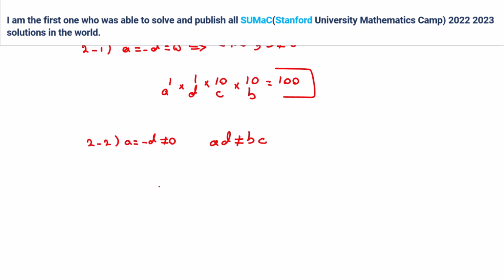For A, how many cases are there? 1 to 5, and then negative 1 to negative 5. Yes, 10 cases. What about D? D just depends on A. Yes, so when you determine A, D has how many cases? 1. What about B?